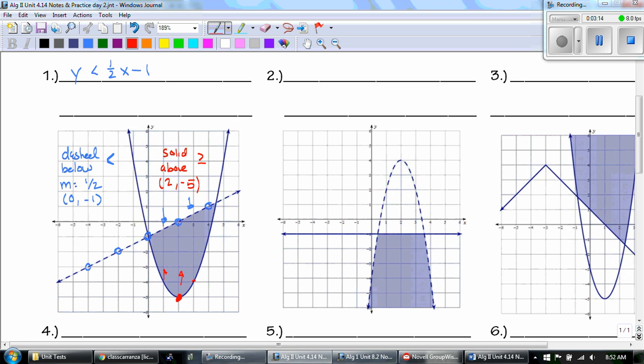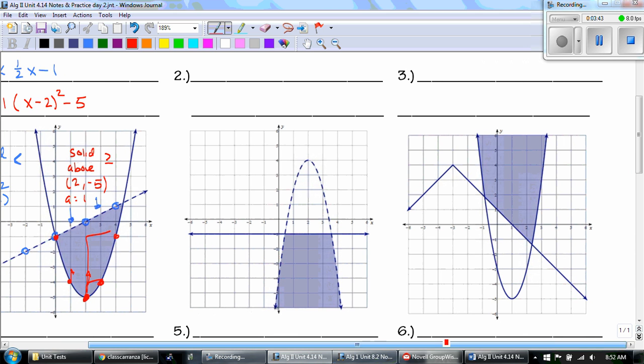And then our pattern is up 1 over 1, up 4 over 2, so that's my a equals 1 pattern. So we can say that y is greater than or equal to 1 times parentheses x minus 2 squared minus 5.